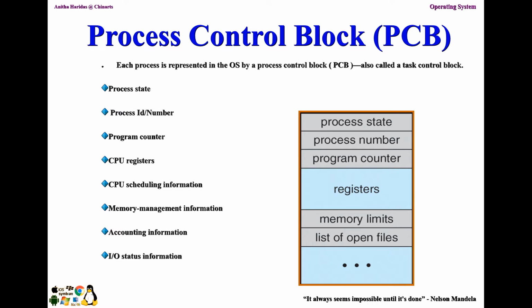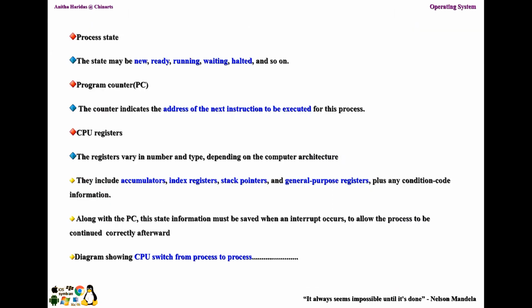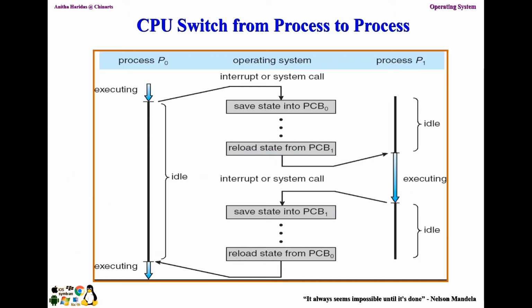Then it will also have the scheduling information. It will have the process state, in which particular state it is, whether it is in the waiting state or in the ready state, that information will also be stored. And it will also have some accounting information as well as input output status information.